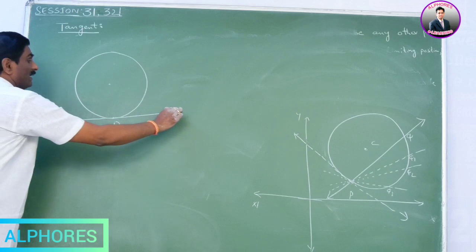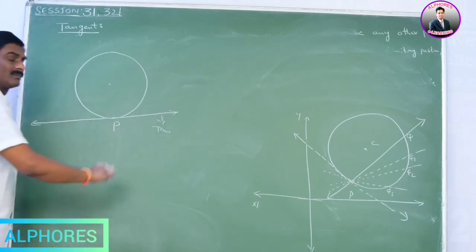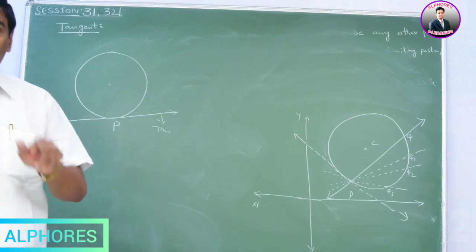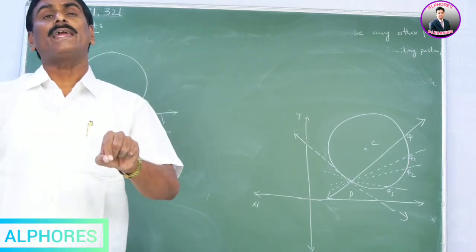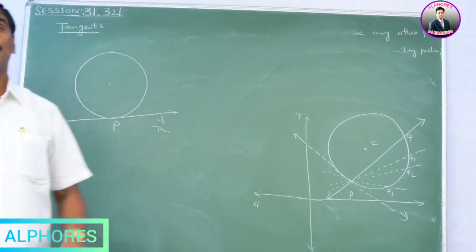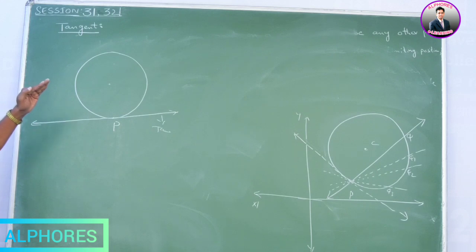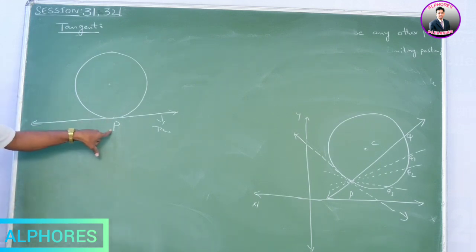Here it is the circle, and this is a tangent. Any line is said to be a tangent to the circle only when it meets the circle at only one point. That common point P is said to be the point of contact. The definition of the tangent is also in this way.